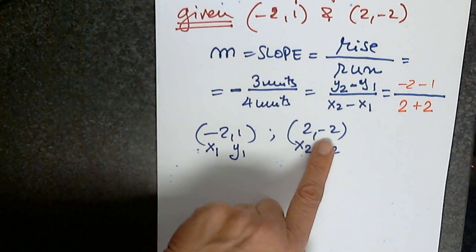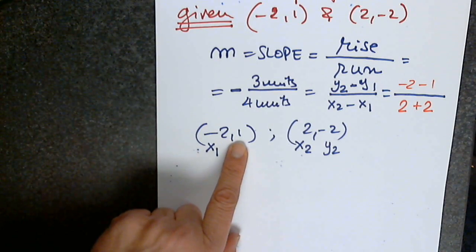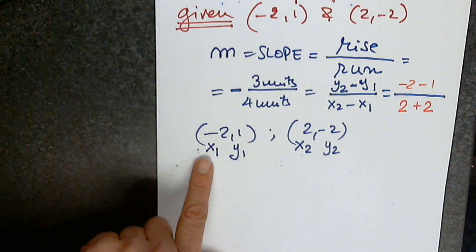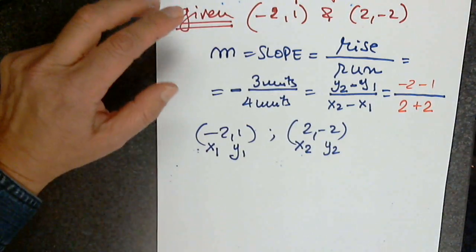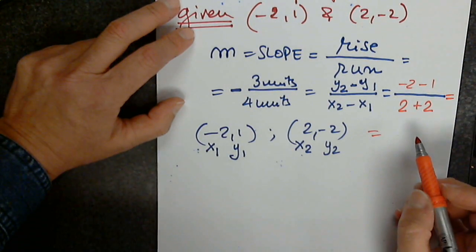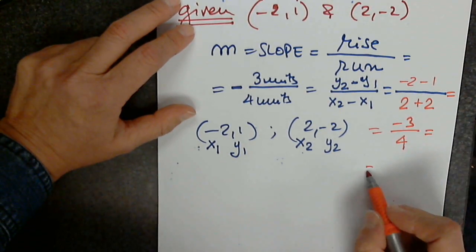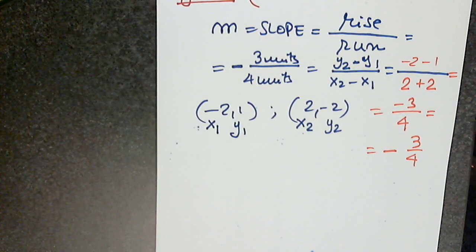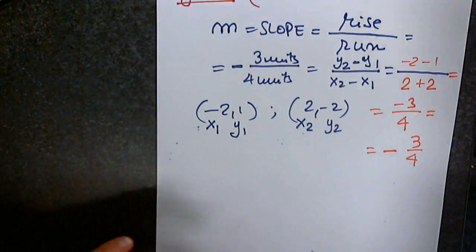So y2 is negative 2, y1 is 1. Negative 2 minus 1. x2 is 2, minus x1, minus negative 2 makes it positive 2. So the numerator is negative 3 and the denominator is, therefore, 4. I will write negative 3/4. In this way, given 2 points, I can determine the slope of any line, the steepness of any line.